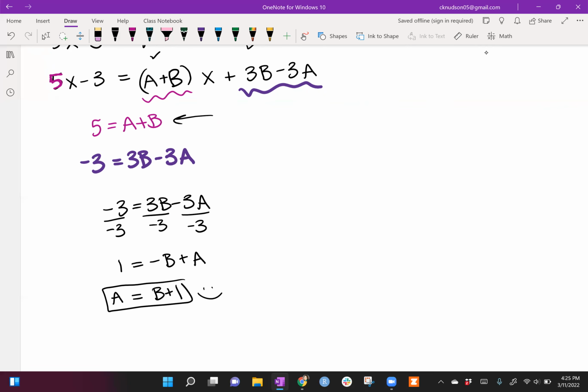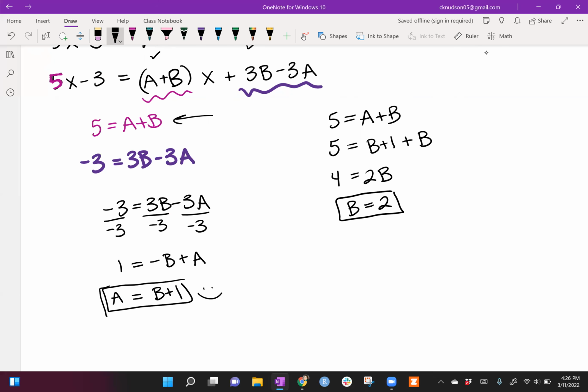Let's now work with this pink equation, and we're going to sub a equals b plus 1 into the pink equation. So 5 is equal to a plus b, but a is equal to b plus 1. So 5 is equal to b plus 1 plus b. That means that 4 is equal to 2b, and b is equal to 2. So b equals 2, a equals b plus 1. So a is equal to 3.